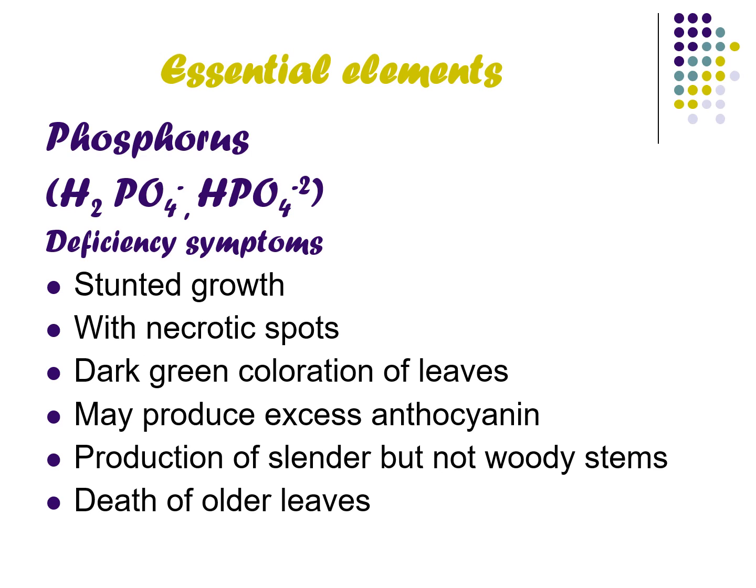Phosphorus deficiency results in stunted growth, presence of necrotic spots, dark green coloration of the leaves, production of excess anthocyanin, production of slender but not woody stems, and death of older leaves.